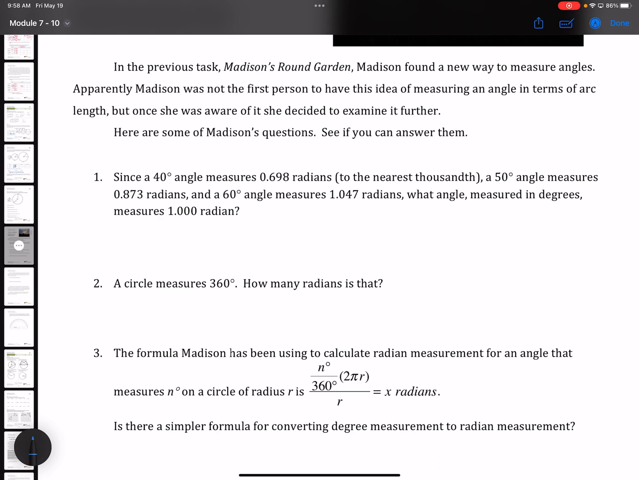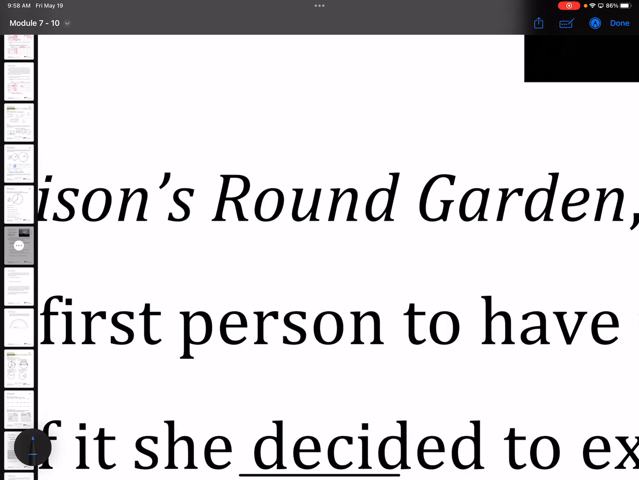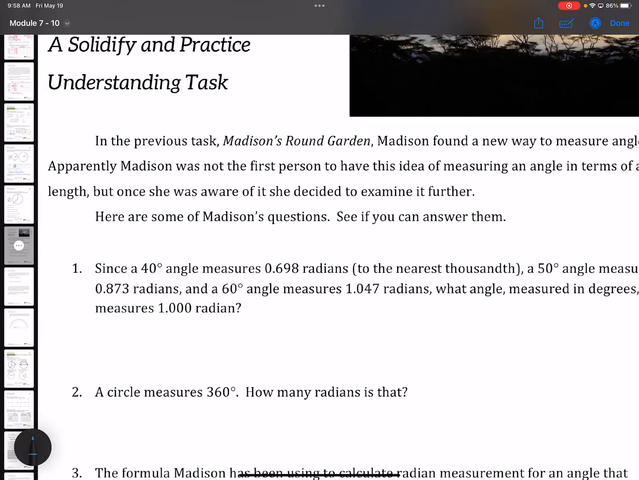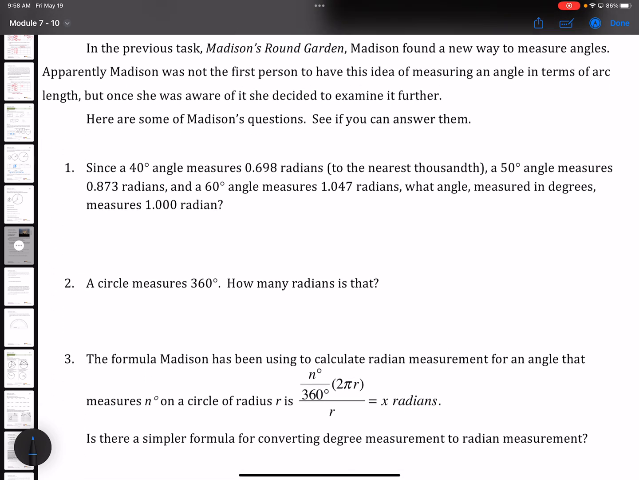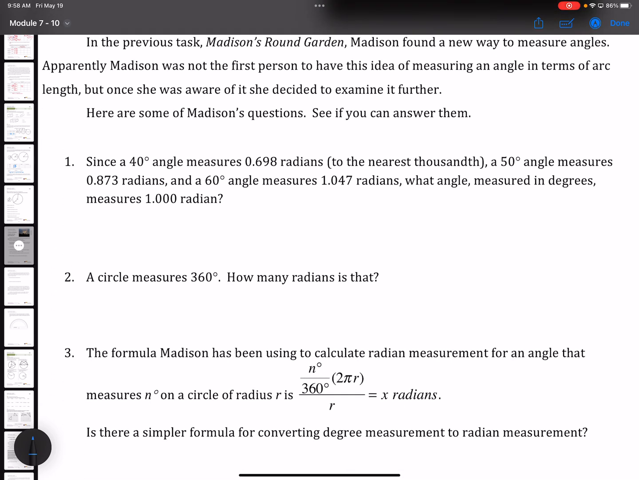In the previous test, Madison's round garden, Madison found a new way to measure angles. Apparently, Madison was not the first person to have thought of this idea of measuring an angle in terms of arc length, but once she was aware of it, she decided to examine it further. Here are some of Madison's questions. See if you can answer them.